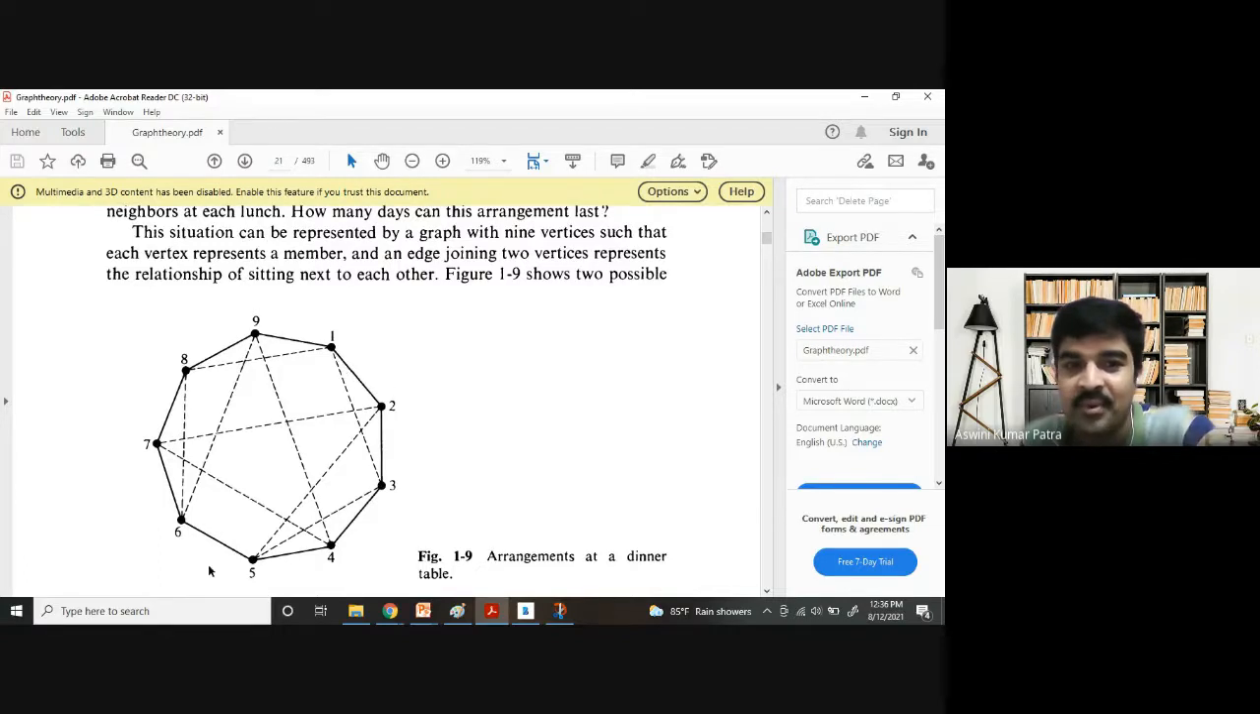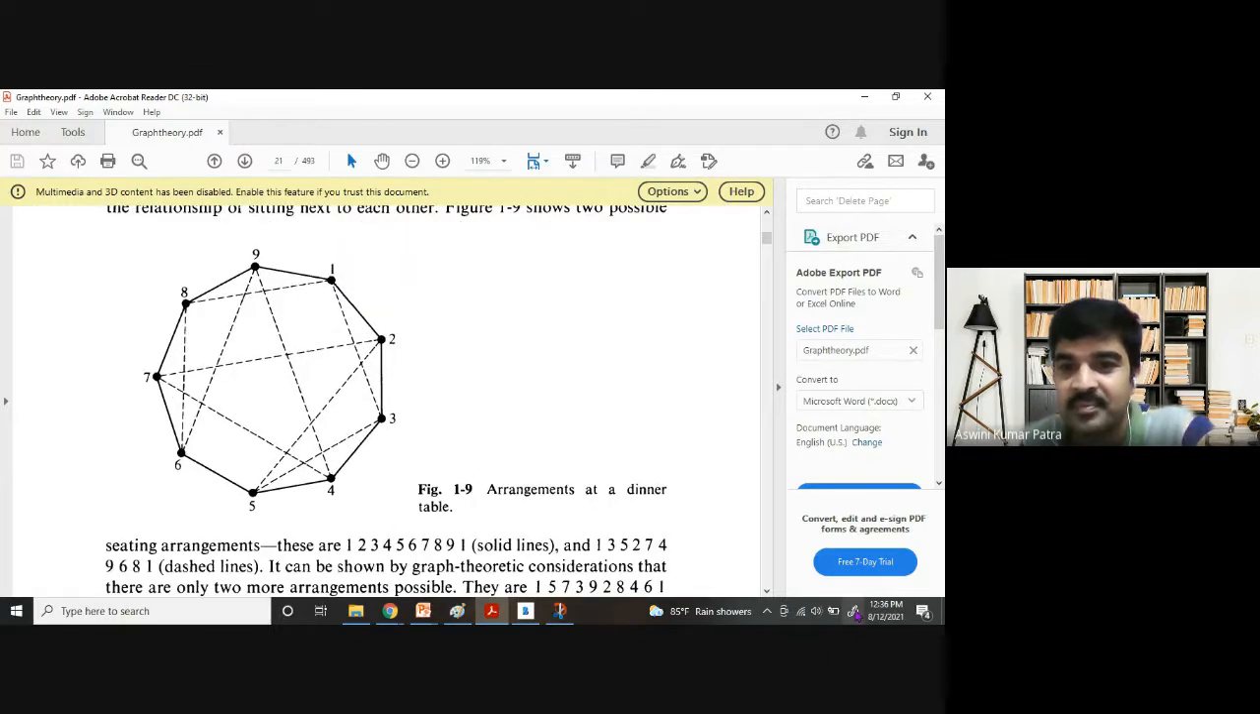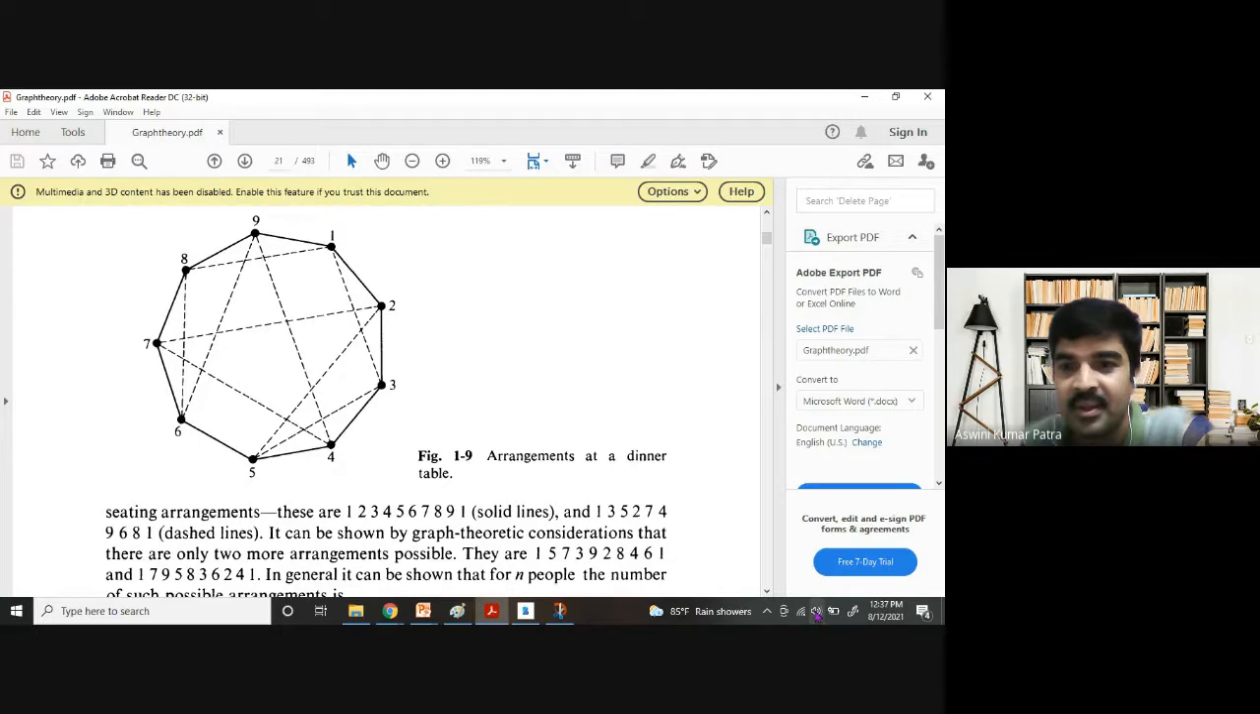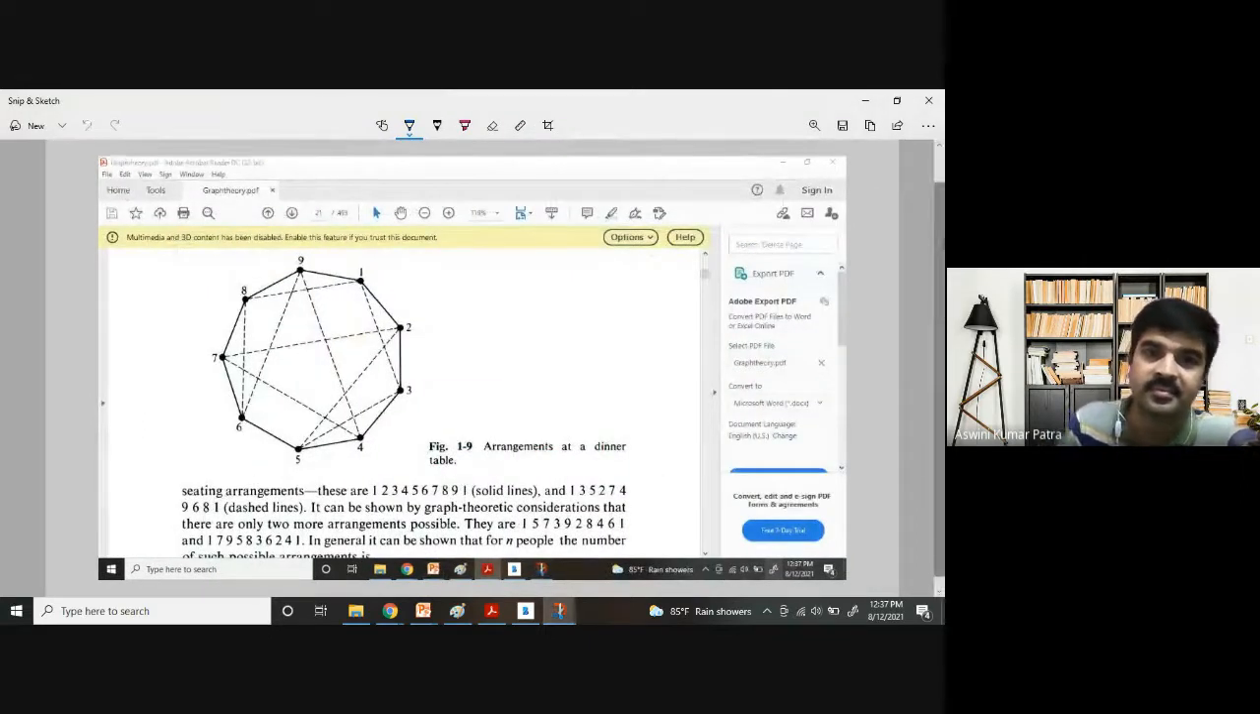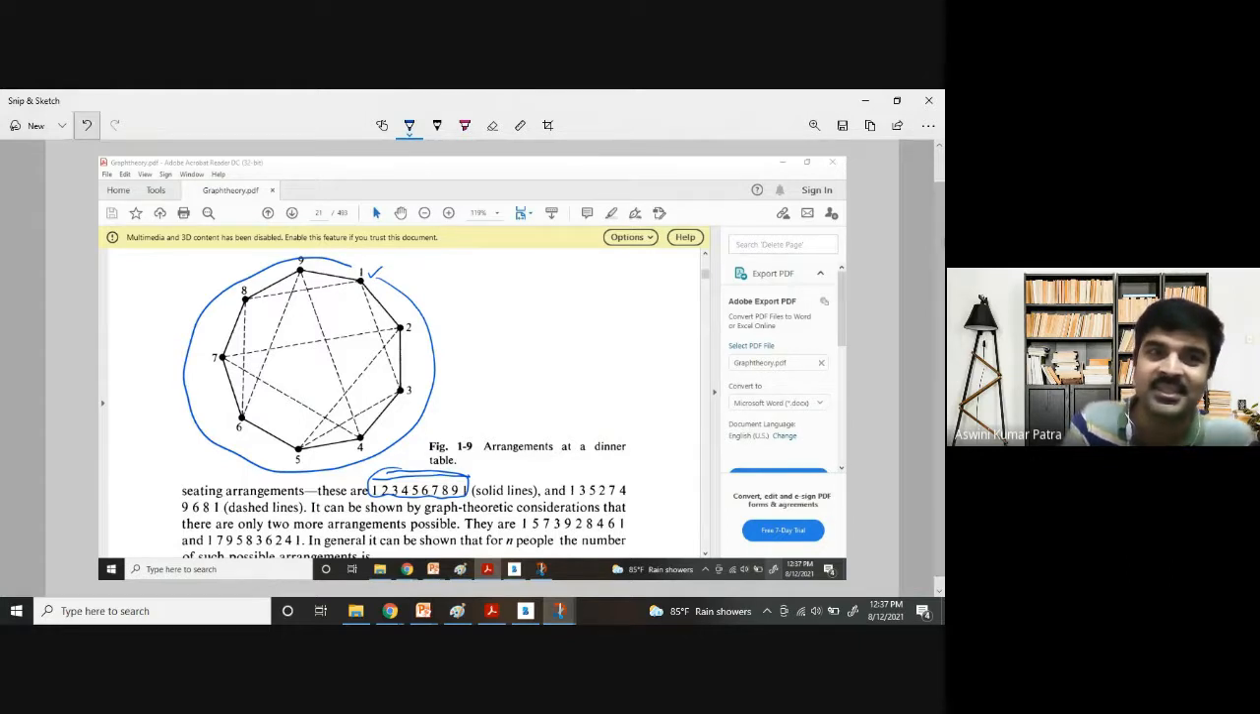So 1, 2, 3, 4, 5, 6, 7, 8, 9 people are there. So of course 1, 2, 3, 4, 5 is one solution. See, one solution is simple as that: 1, 2, 3, 4, 5, 6, 7, 8, 9, and then 1. This is the round table, simply like this. And is any other arrangement possible? Look at the diagram.